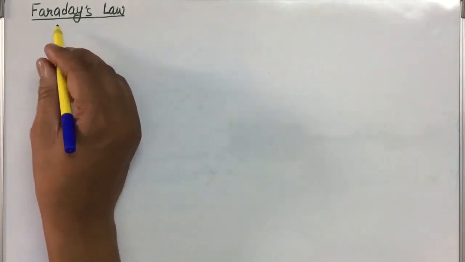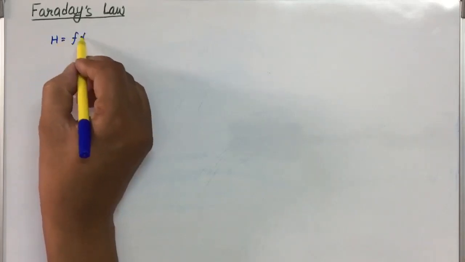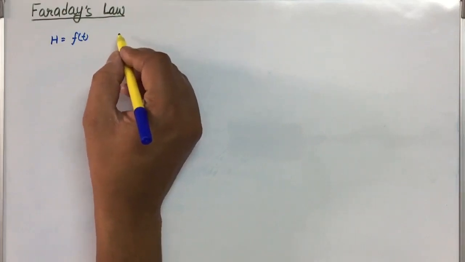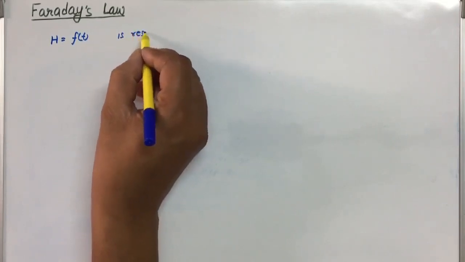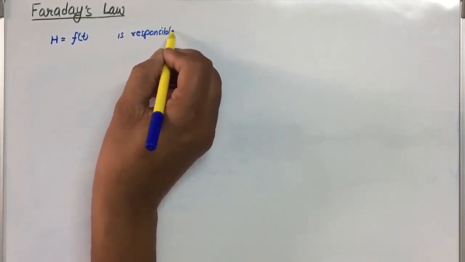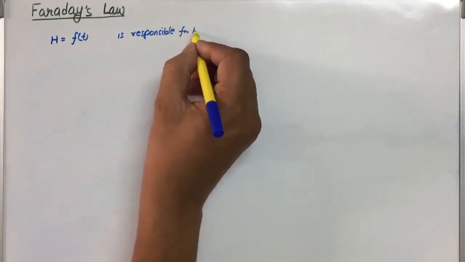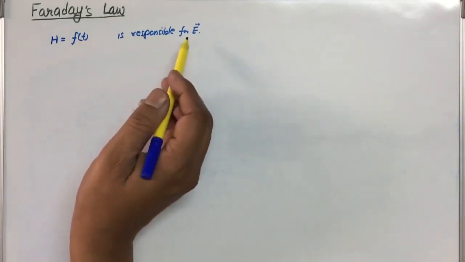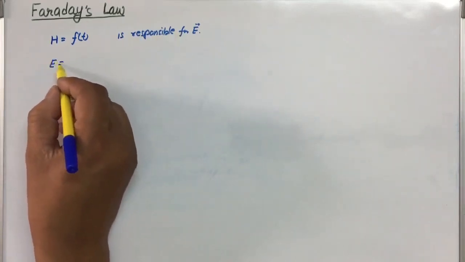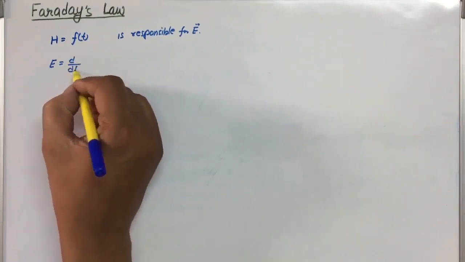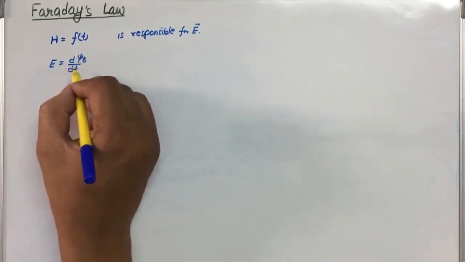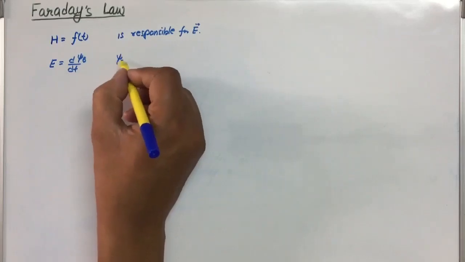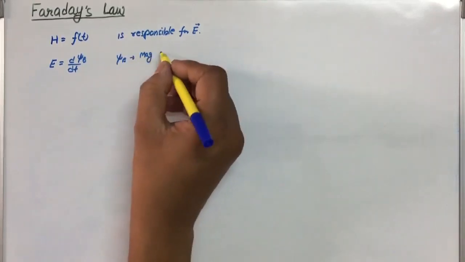So from there we can say the time varying field, dependent on time, is responsible for producing the electric field E. If it is varying, then E will be produced, and that E will relate with this relationship: E will be equal to the rate of change of flux. This is magnetic flux.